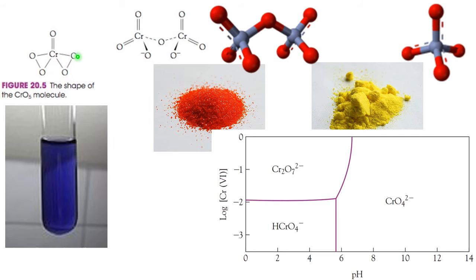Reaction with hydrogen peroxide yields a beautiful peroxo compound, this composition, CrO5, 2 peroxide groups. Again, the oxidation number is still 6.